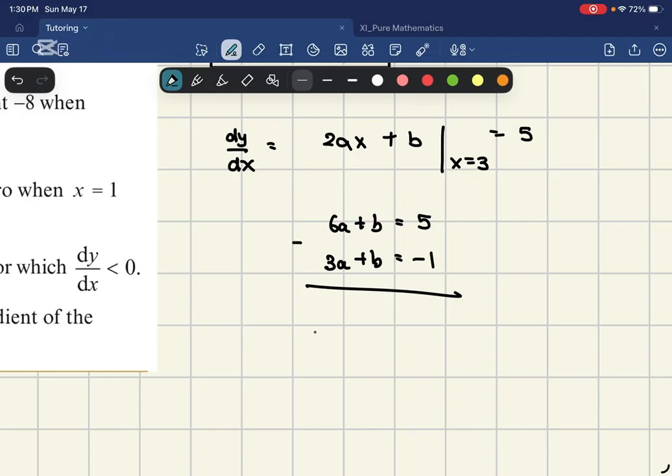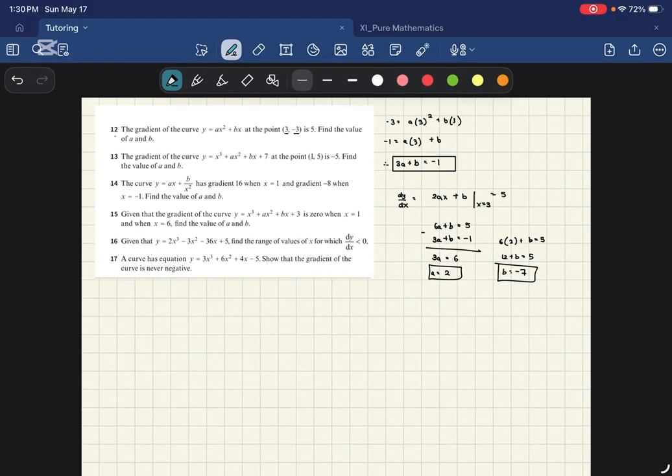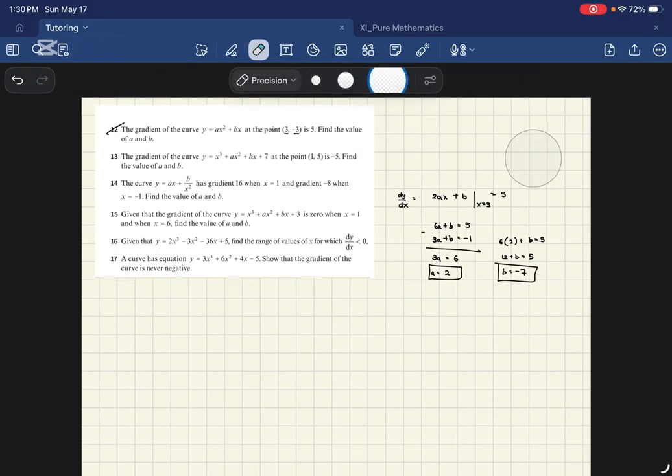If I subtract these two equations, 6a minus 3a, that is just 3a. b minus b is 0. 5 minus minus 1 is 6. So a is equal to 2. And b, you will see that is equal to half, I think. No, sorry. So if you substitute a here, 6 times 2 plus b is going to be 5. So 12 plus b is going to be 5, and b is going to be minus 7. Alright. So that is a and b. So we're done with 12.